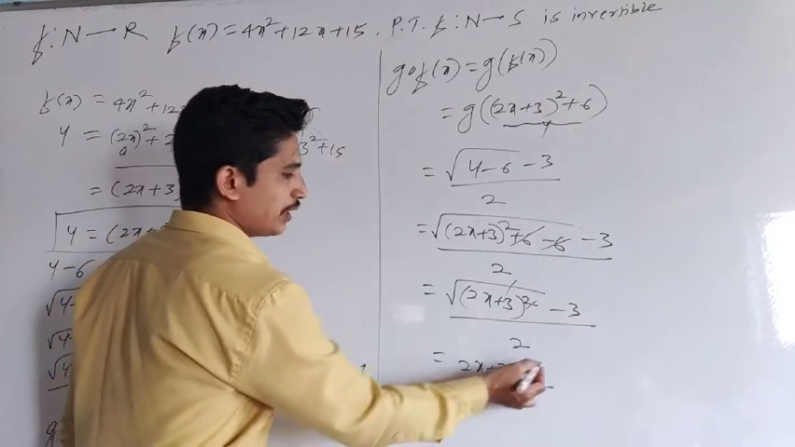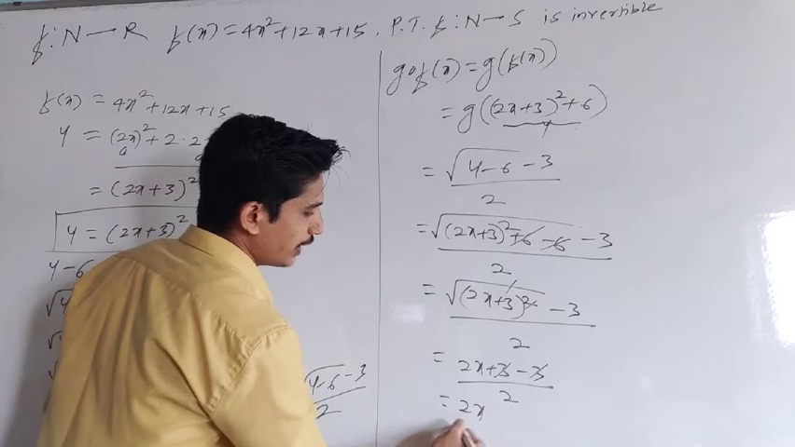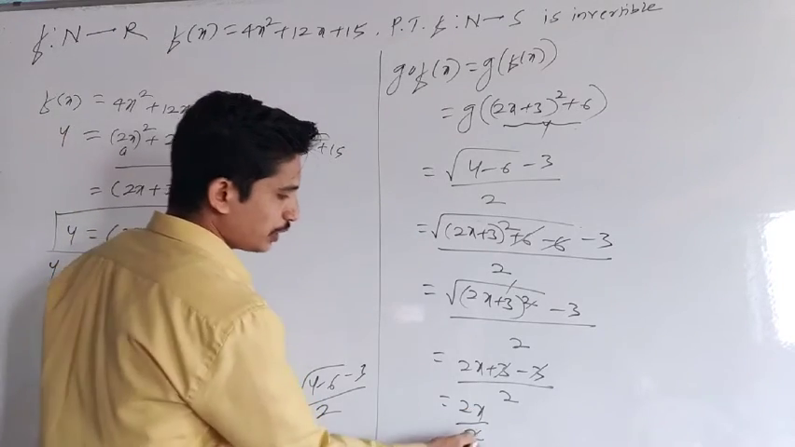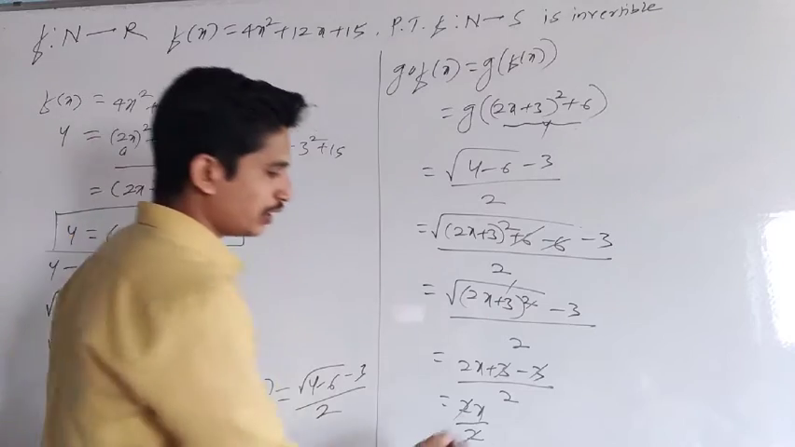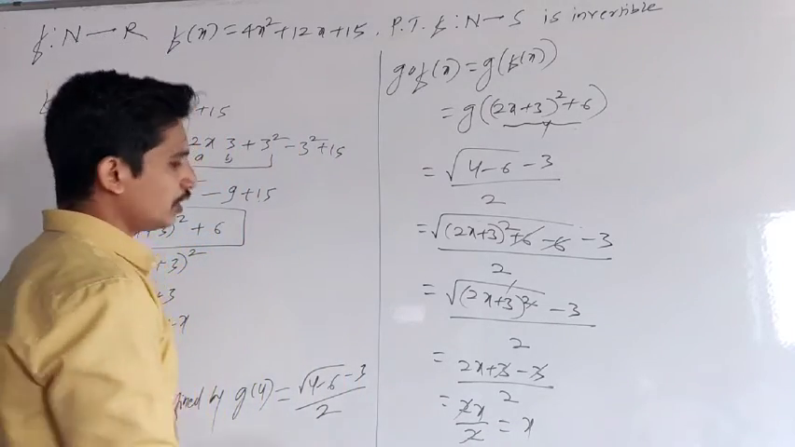So plus 3 minus 3 again get cancelled here. Okay, so what's left now? 2x divided by 2. So this 2 and this 2 will get cancelled. So what's left? The answer is x.